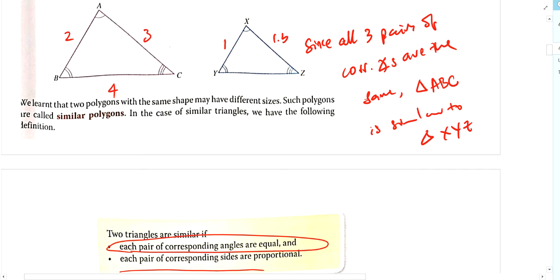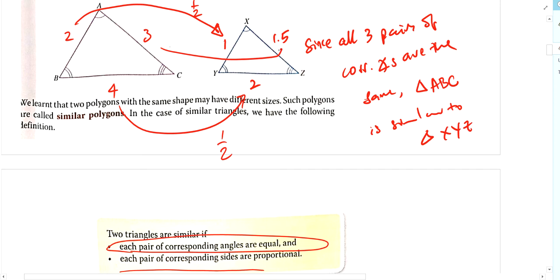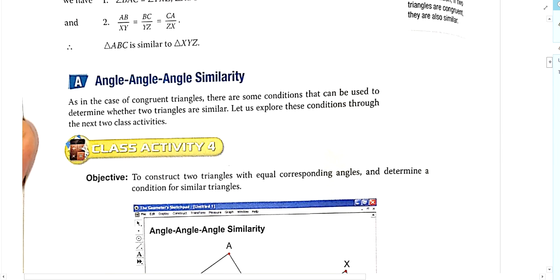1.5, you're right. What do you think YZ is going to be? 2, because the scale factor is half. Okay? From the original to the new one, it got smaller. It is a reduction, so the scale factor is half. So all the sides, they are proportional. So these are the two properties of similar triangles.